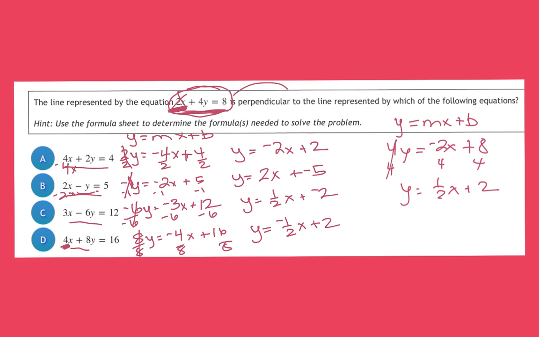Well, perpendicular would have an opposite reciprocal slope. So the reciprocal is if the 2 flips over the 1, and the opposite means the sign changes. So we actually need a negative 2 for one of these in order for it to be the correct one. And we actually determined that this first one gave us a negative 2.